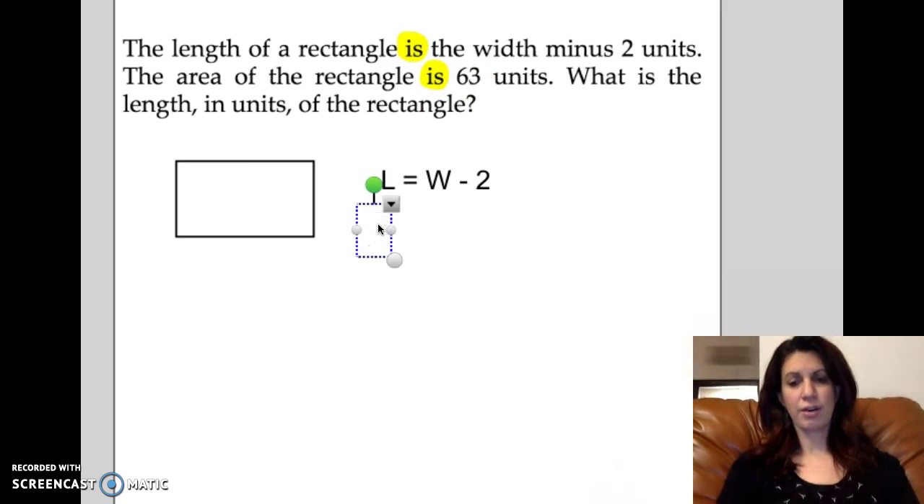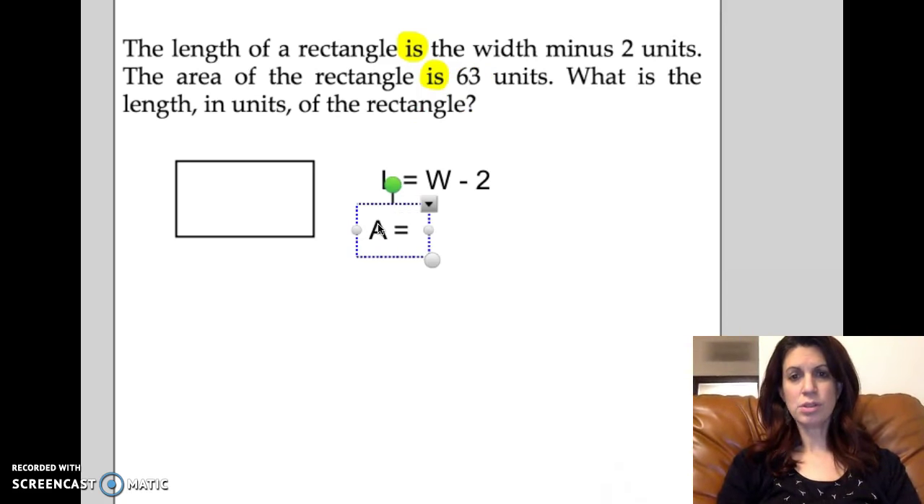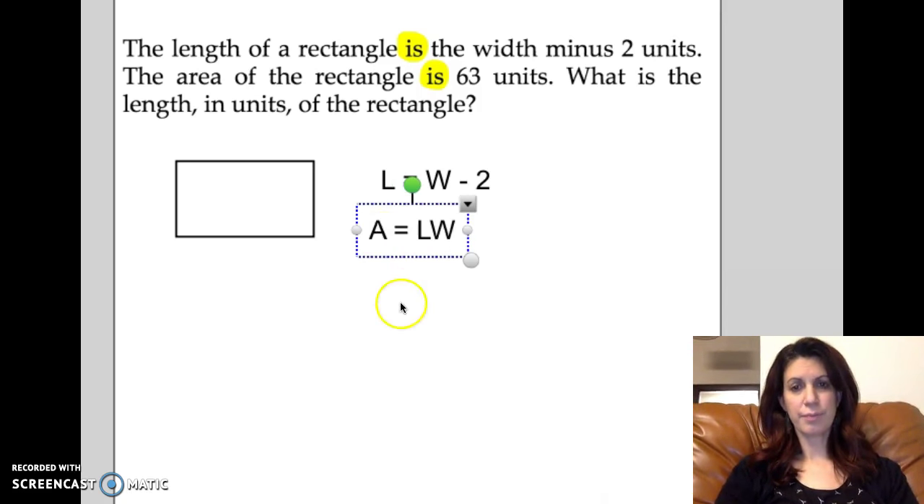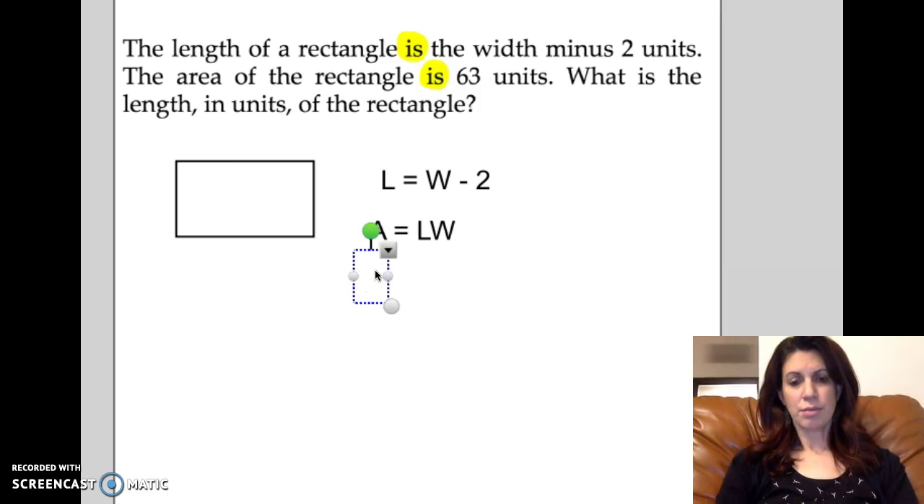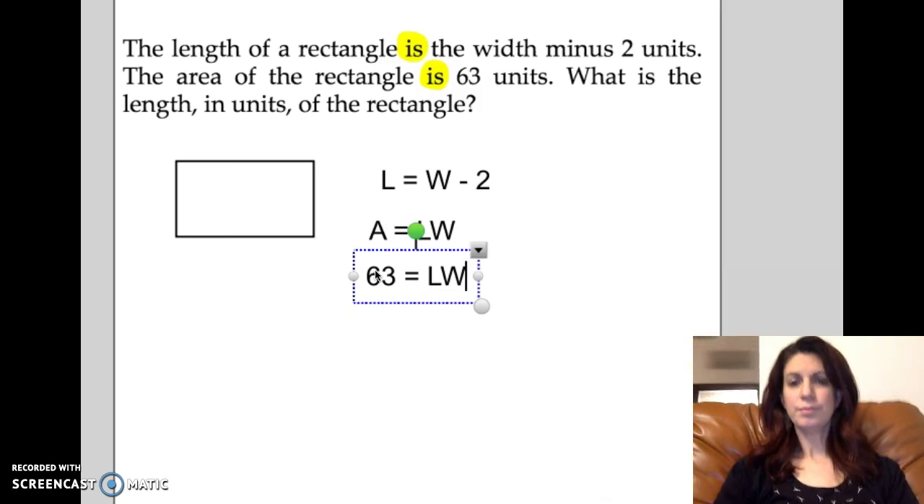So how do we find area? Area equals length times width, so LW. What we'll write is 63 equals LW. And we have to solve this.